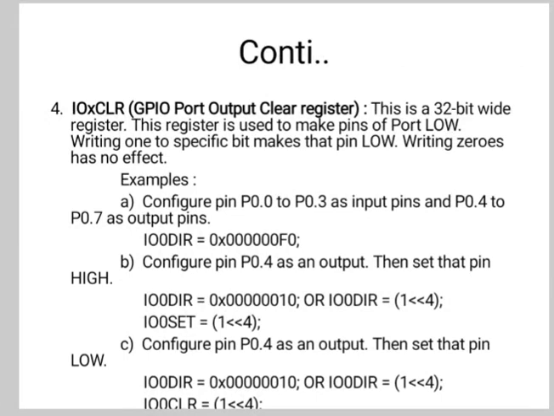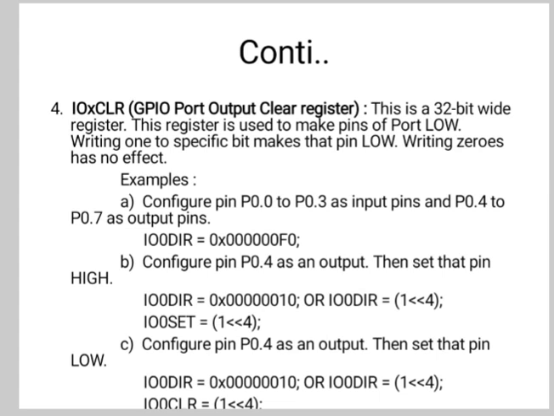Next is IOXCLR, the GPIO port output clear register. This is a 32-bit wide register. This register is used to make pins of the port low. Writing 1 to a specific bit makes that pin low. Writing zeros has no effect.